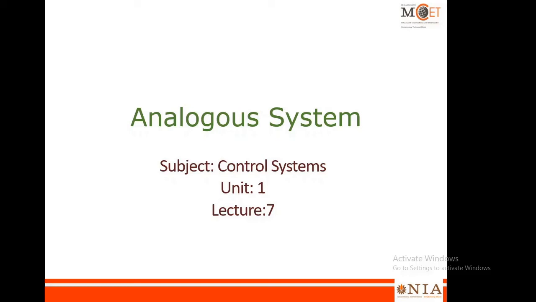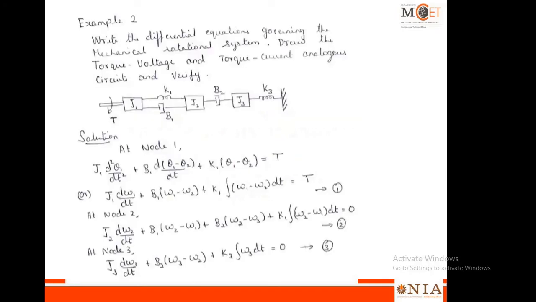Hello students, in this video we will see another example of deriving an electrical analogous system for a given mechanical system. This time we will be taking a mechanical rotational system and applying torque voltage and torque current analogies so that we get an electrical analogous circuit. So here is an example of a mechanical rotational system, and we have to write the differential equation governing it and then convert it into an electrical system using torque voltage and torque current analogies.